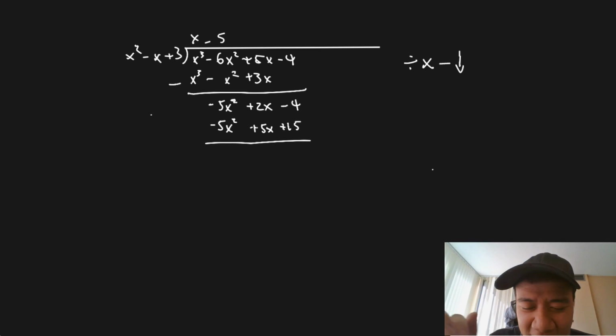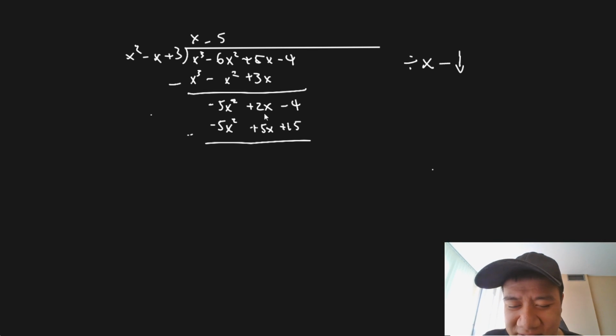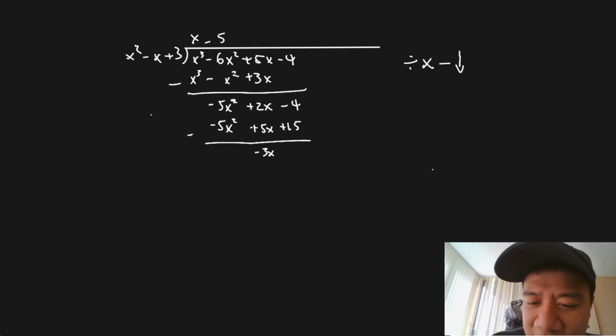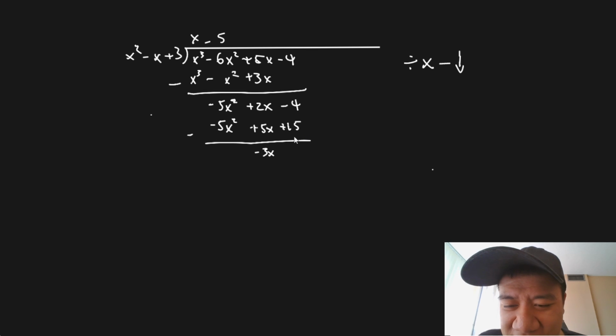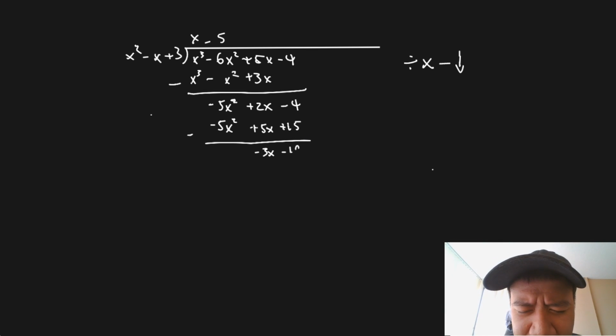Next step is subtraction. So you just have to subtract these from these. So negative 5x squared minus negative 5x squared is 0. So don't have to put anything here. 2x minus 5x is negative 3x. And then negative 4 minus 15 gets us negative 19.